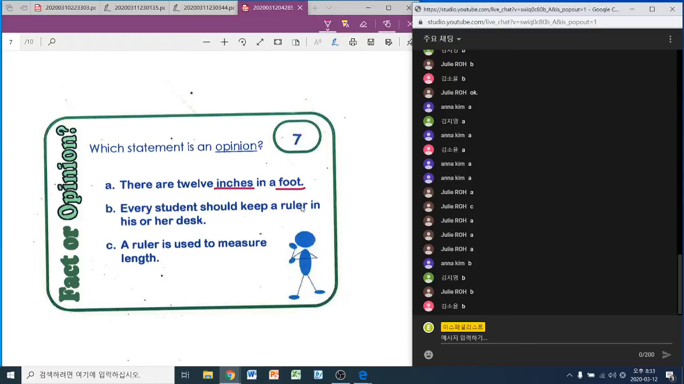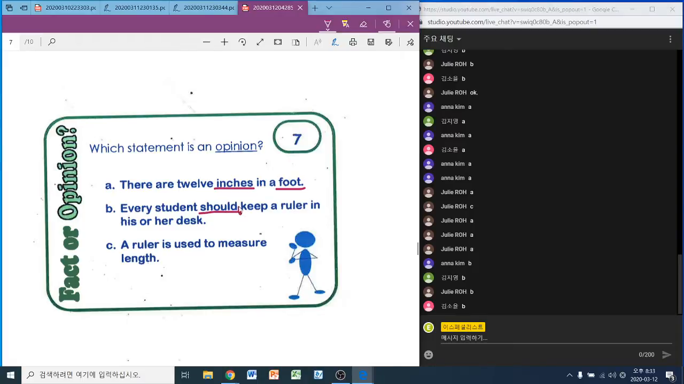Alright, the answers are in. We have B, B, B, B. Yes, this is an opinion. Every student should keep a ruler in his or her desk. This is an opinion, and we know because of this clue word, should. Should is what you think. Should is an opinion word. Every student should keep a ruler in his or her desk. That's showing what this person thinks people should do.